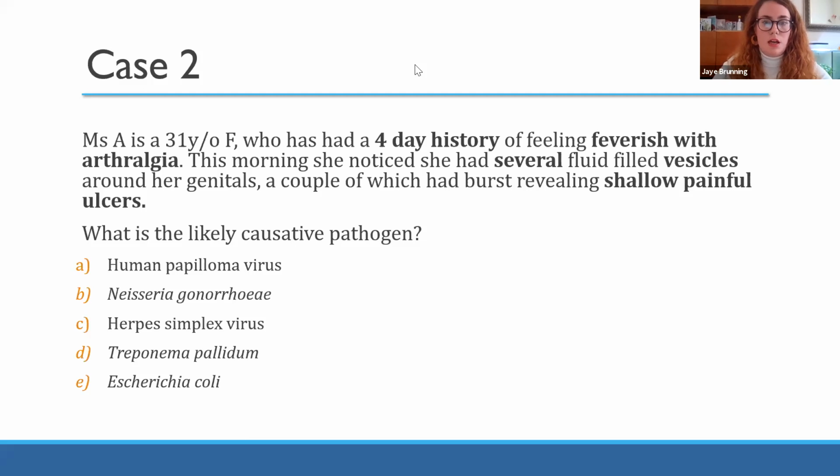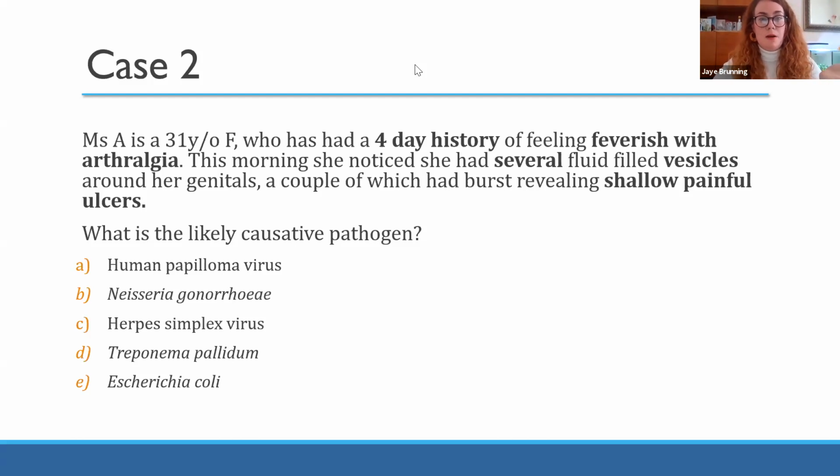So the most common answer was herpes simplex virus, which is correct. It causes those multiple painful ulcers and a flu-like prodrome, so that's why this is the correct answer. Human papillomavirus we didn't really touch on, but that's the cause of genital warts. This isn't a wart-like presentation. They're not typically painful, just slightly more people complain about the appearance of them. Neisseria gonorrhoeae presents with that urethritis type picture, so that's not necessarily correct in this one.